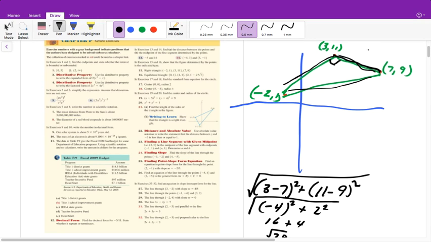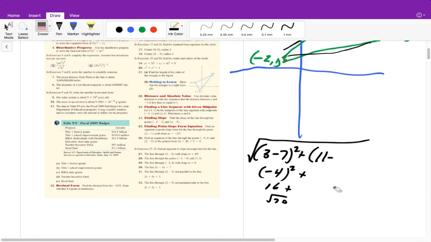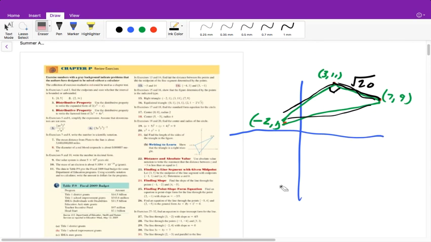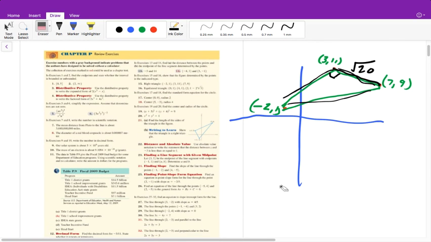I'm just going to leave these in radical form. I'm not going to simplify them because it really doesn't matter how long it is. We want to know just, is it a right triangle? So writing it in decimal or simplified radical really doesn't do anything for us right now, because that's not what we're trying to solve. Right? Then I'm going to solve for this side.